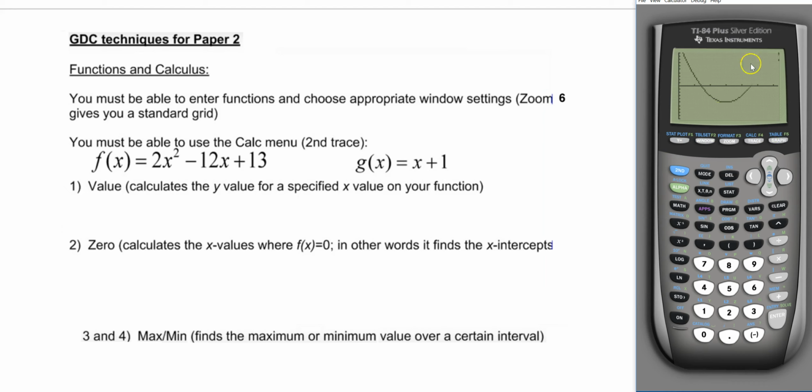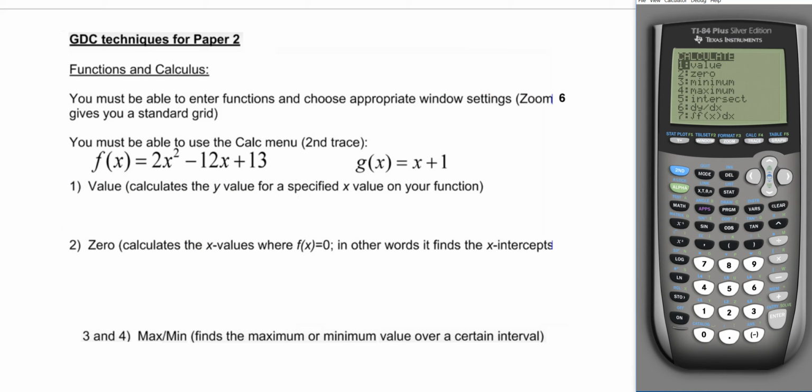Now look, if you notice my window's off because I was doing some trig earlier. So let me stop that. And the easy way to fix your window, you go to zoom and you put 6 standard. So that'll get you back to normal. Now there's been many times on IB tests where they're going to give you a window to look at. So you always want to fix your window to what they tell you. But for now, let's look at the standard one. And let's go to our second trace menu. So our calculate menu. Let's talk about every one.